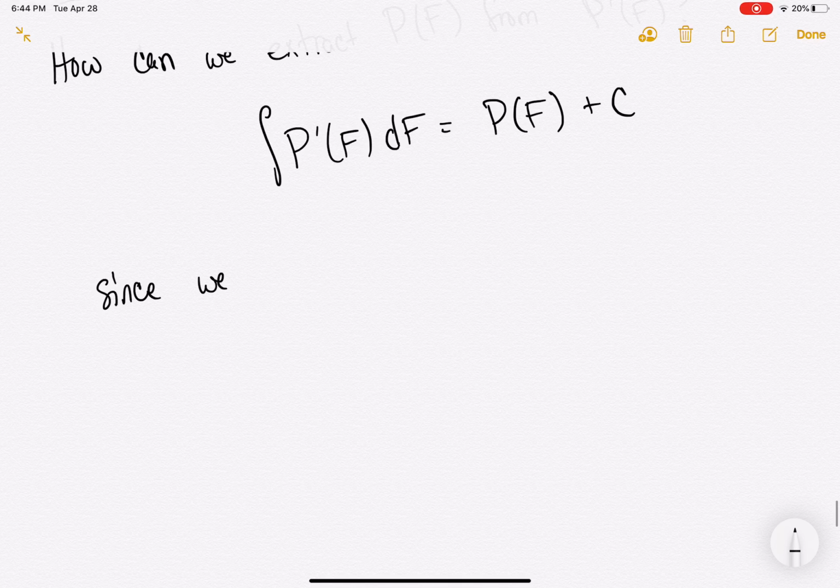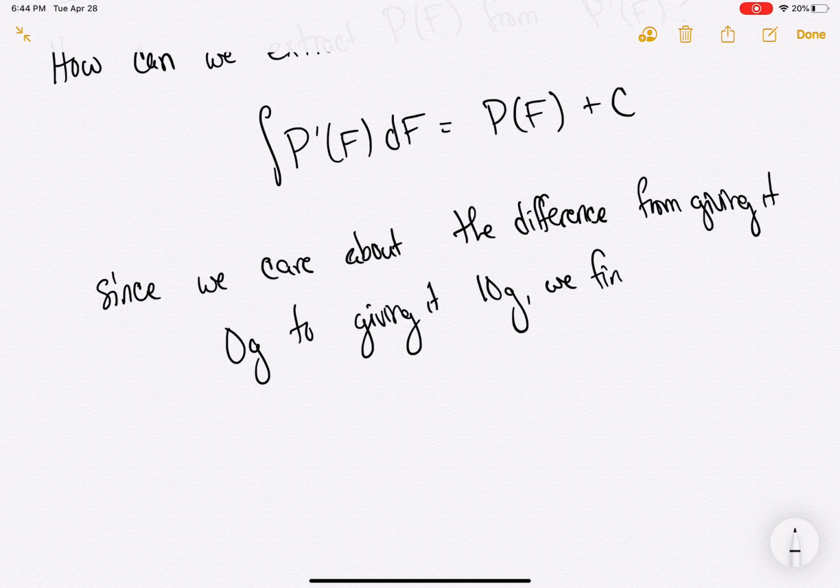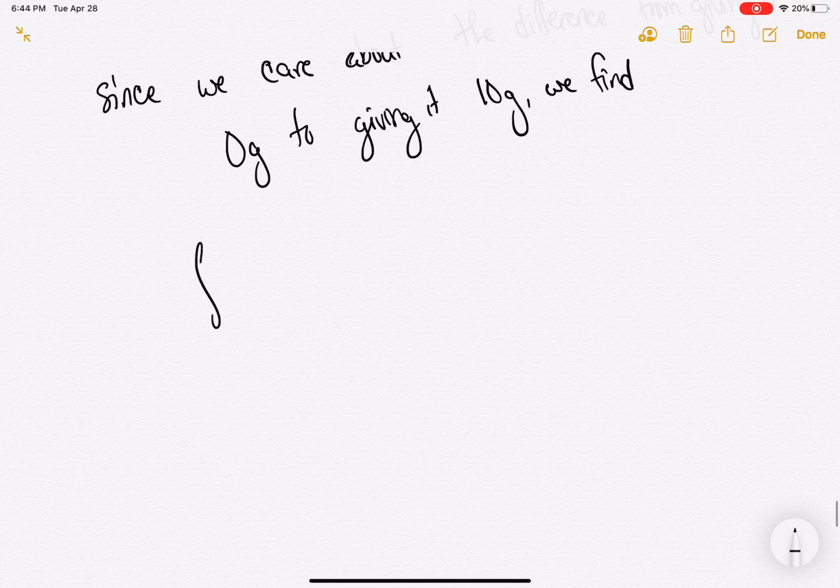since we care about the difference from giving it 0 grams to giving it 10 grams, we find instead the integral from 0 to 10 of P prime of F dF, which is of course going to just be P of 10 minus P of 0.